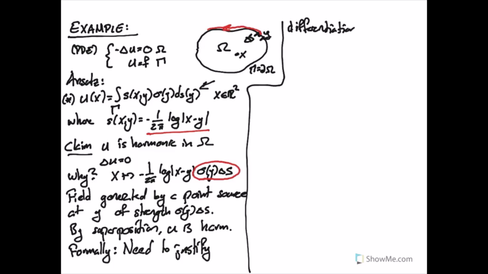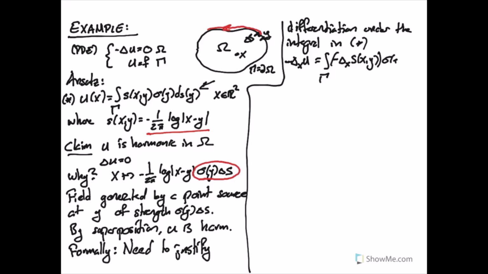Differentiation under the integral in star. So in other words, if u is defined by star, then if you apply the Laplace operator to u, you would want this to just pop underneath the integral like this, and then this is 0, right?